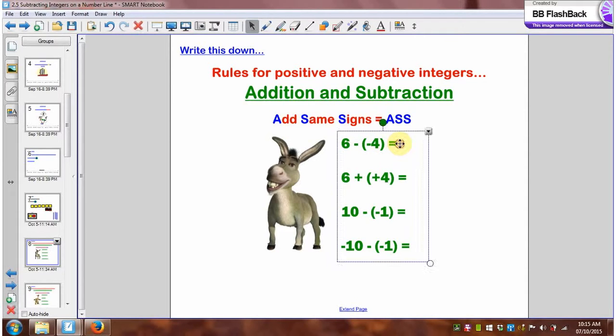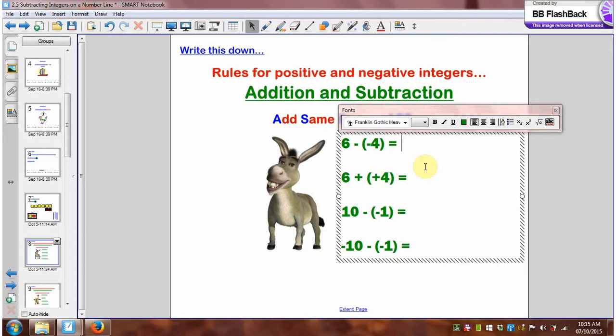Add same signs. So what you do is you bring over your first number, 6. We have a negative sign. We can make that into a positive. We add the same signs. So you can take the two of those, and that's a rule in math. You can make it into an addition sign. Okay, we're not going to worry about the answers here. We're just going to look at our signs.